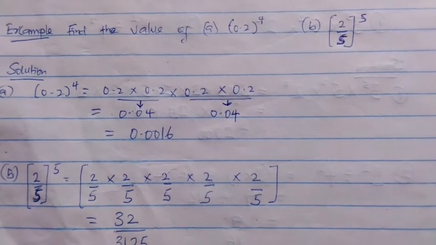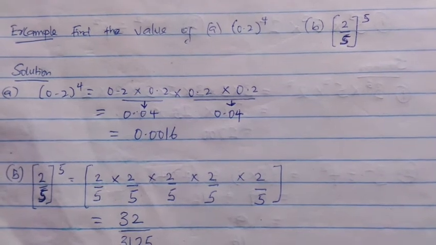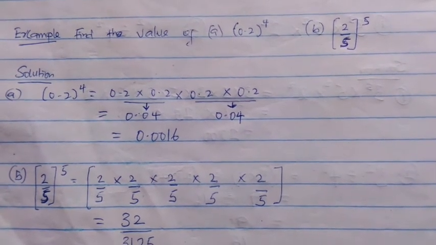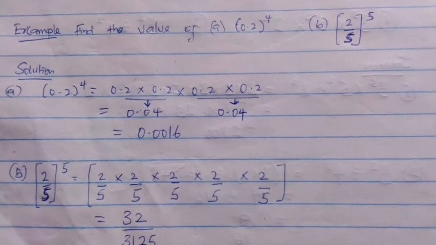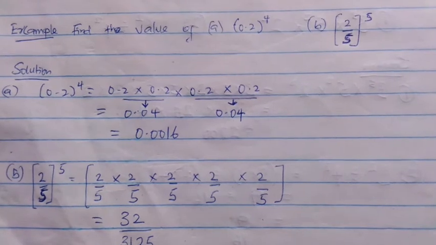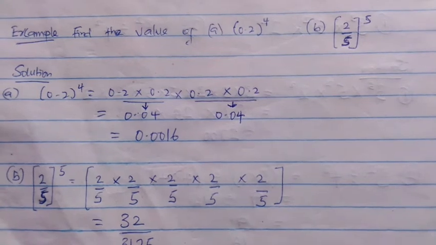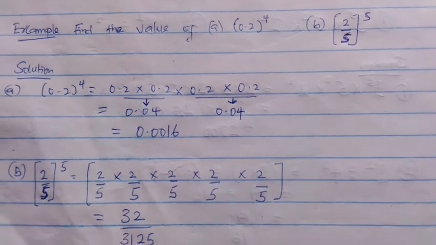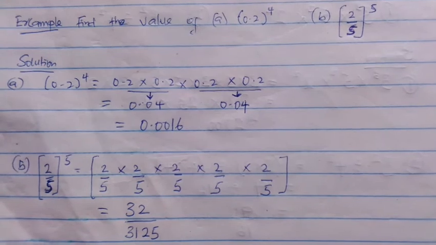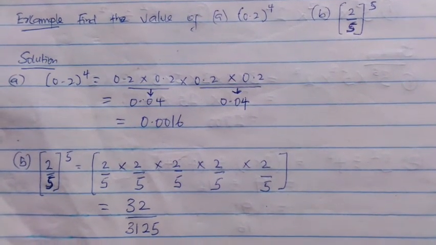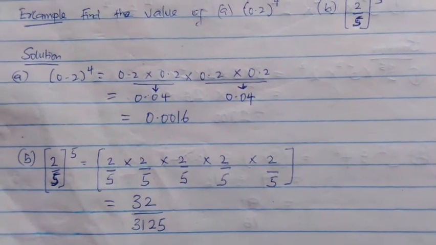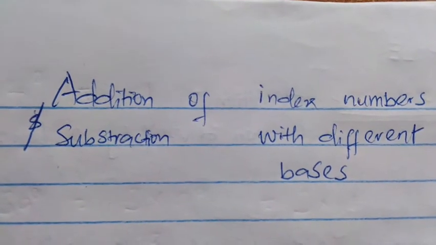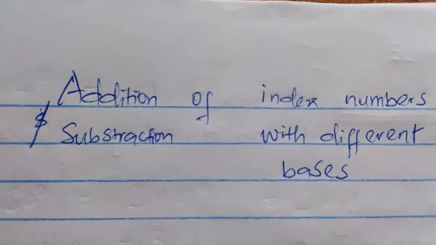Find the value of 0.2 all raised to power 4 and 2 over 5 all raised to power 5. For the first one, 0.2 all raised to power 4 implies 0.2 in 4 places, which is expressed as 0.2 times 0.2 times 0.2 times 0.2, which is 0.0016. And for 2 over 5 all raised to power 5, that's 2 over 5 in 5 places, which the answer is 32 over 3,125.